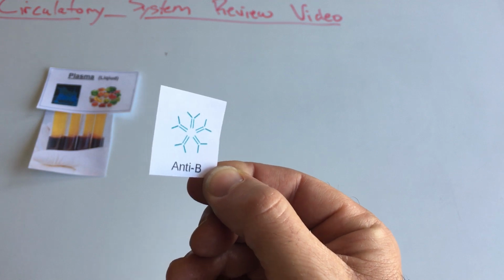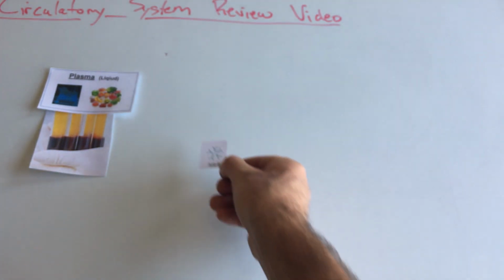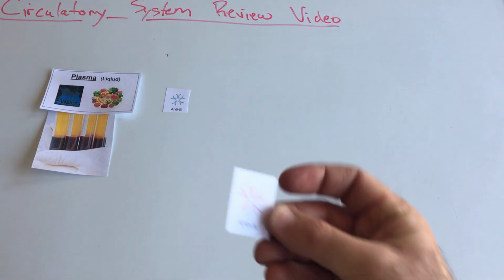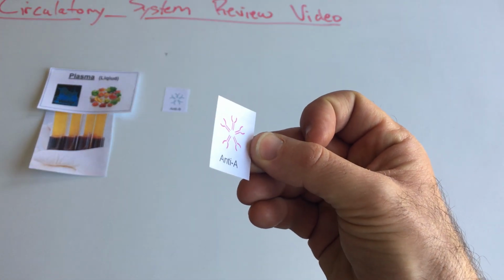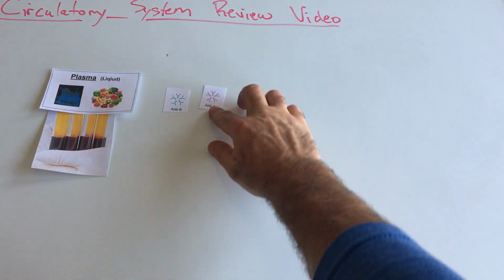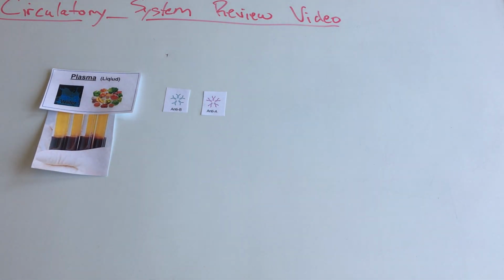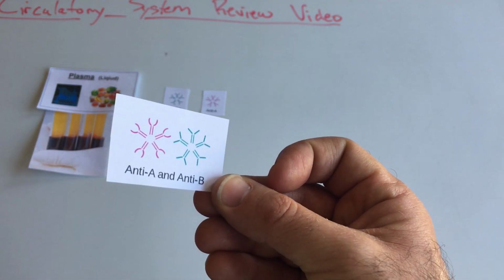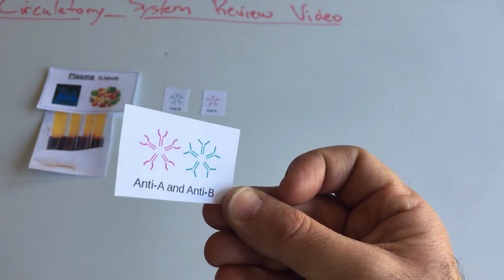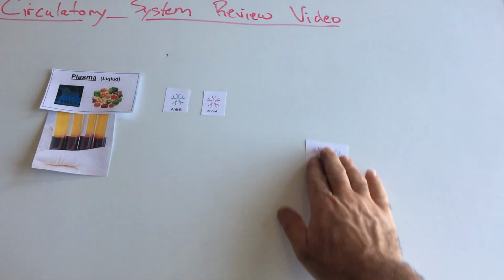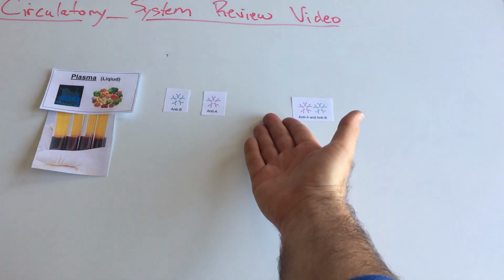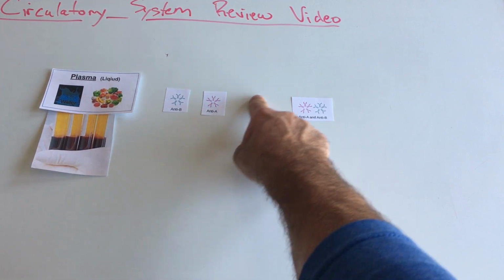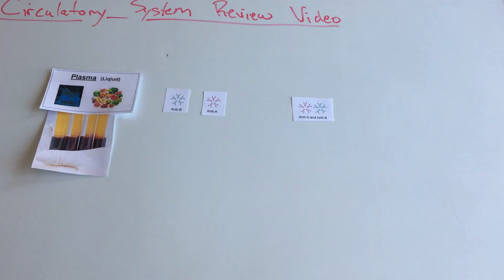Anti-B turns off type B blood. Anti-A turns off type A blood. Anti-A and anti-B, if you have both of them, then you can turn off type A blood and type B blood. And there's a type that, well, has no antigens. I mean, antibodies. Sorry, these are called antibodies.